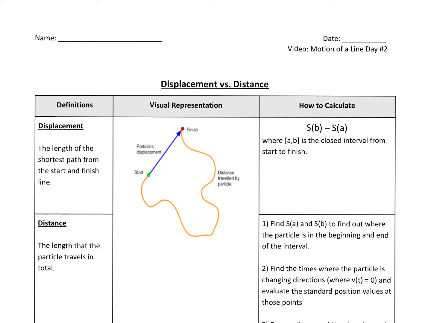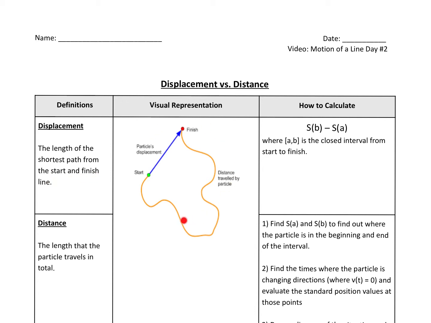Hi everyone, in today's lesson we're going to talk more about motion of a line. We'll call this motion of a line day 2. Our main focus today will be the difference between something called displacement and distance. So displacement is the length of the shortest path from start to finish.